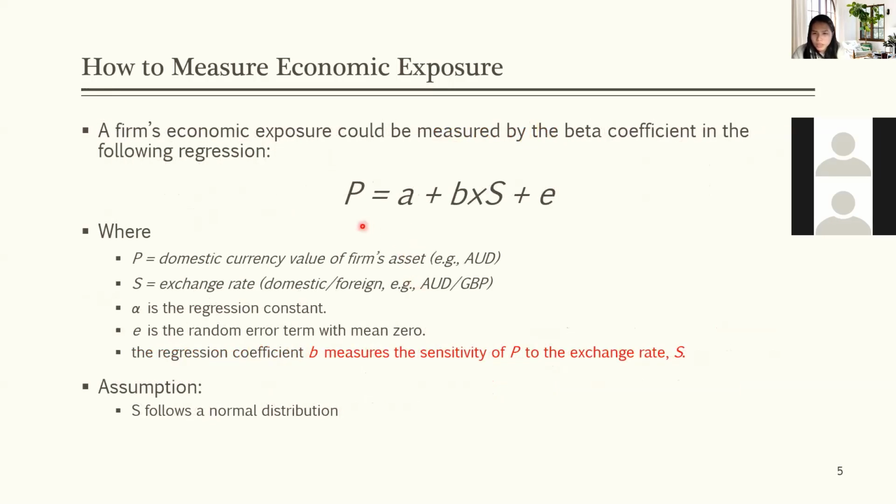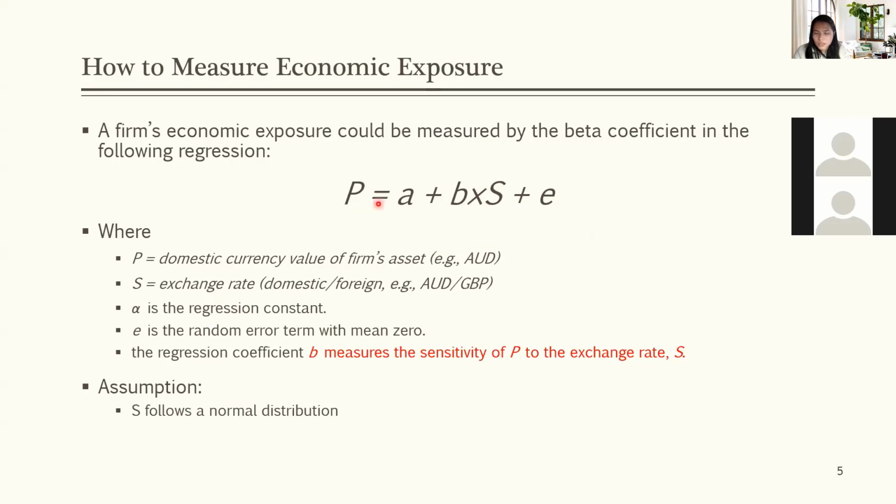In econometrics, if you want to measure sensitivity, you can rely on a regression like this. For example, if I want to measure the sensitivity of P, which is my dependent variable, to an explanatory variable, which is S, then I can run this regression. What I get from this regression is a beta coefficient, which is the coefficient for the S variable. What beta tells you is how much P would change when S changes by 1 unit. So by definition, beta captures the sensitivity of P to S. This is the idea behind using this model to measure the economic exposure, or the sensitivity of your firm's asset value to exchange rate movements.